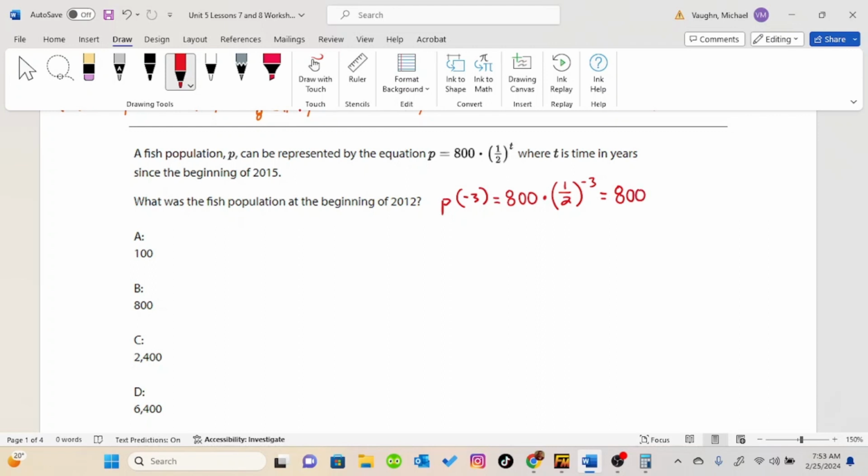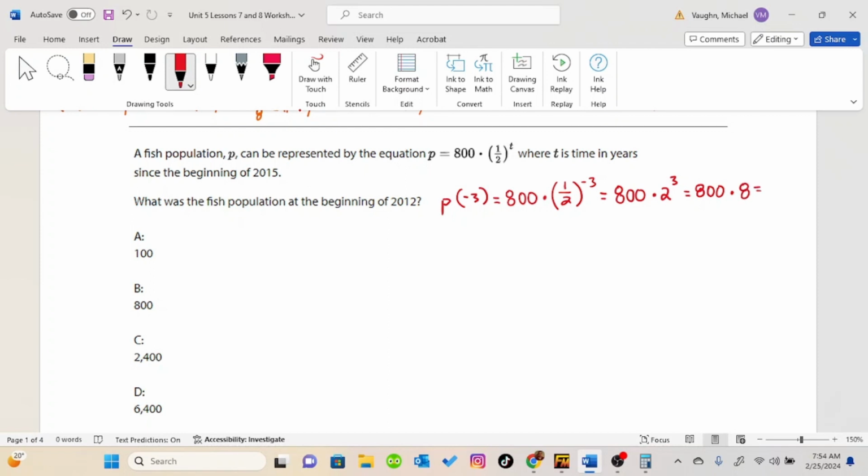The negative means 1 over. If I have 1 over 1/2, then dividing by a fraction is the same as multiplying by its reciprocal. So this 1/2 becomes 2 to the power of 3. 2 cubed, or 2 to the power of 3. 2 times 2 is 4. 4 times 2 is 8.